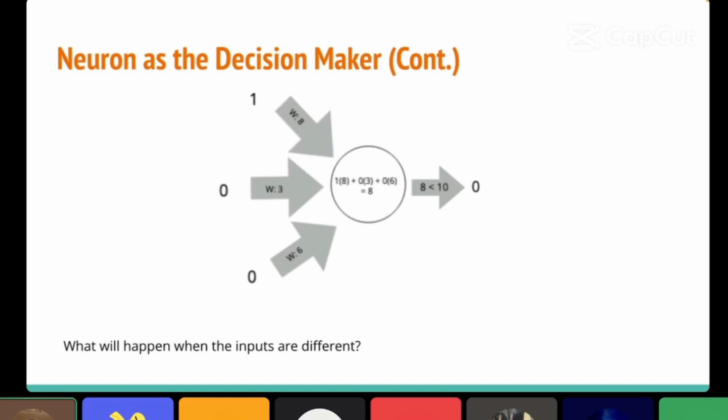What do you think would happen if we change the inputs a bit? Let's say that the second one is 1. So we would have gotten 8 plus 3 plus 0, which means we would have gotten 11. And 11 is more than 10, so we would have gotten 1. That means when the weather was nice and when your friend is coming, even though the public transport was not available, you would still be going for the carnival. So that's how the decision making is simulated in a single perceptron or a neuron, right?